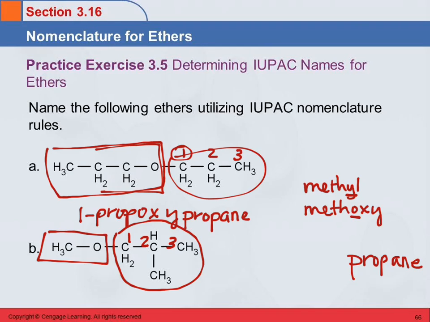So the methoxy group is on carbon number 1. So that's 1-methoxy. And the methyl group is on carbon 2, 2-methylpropane.